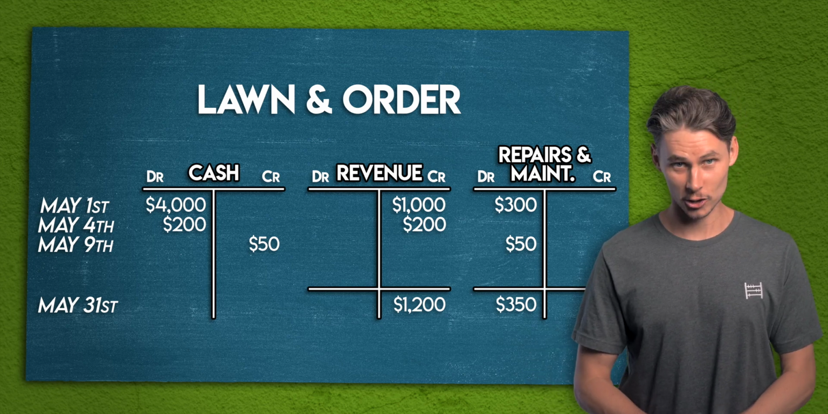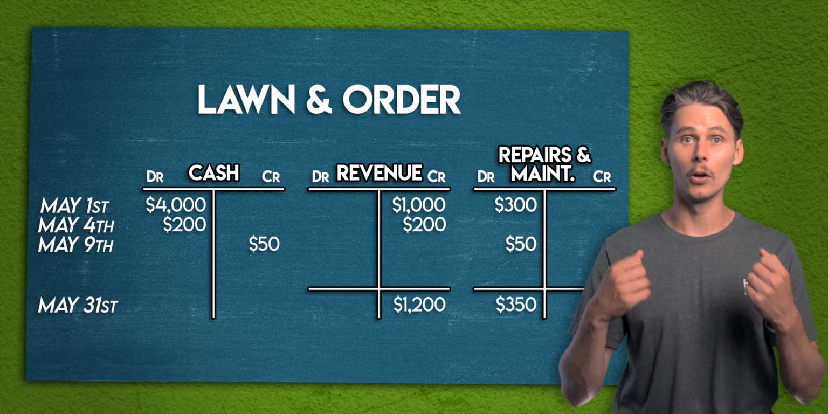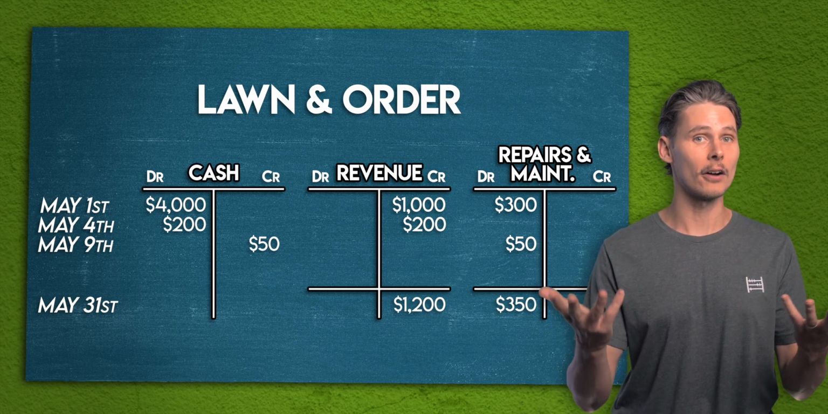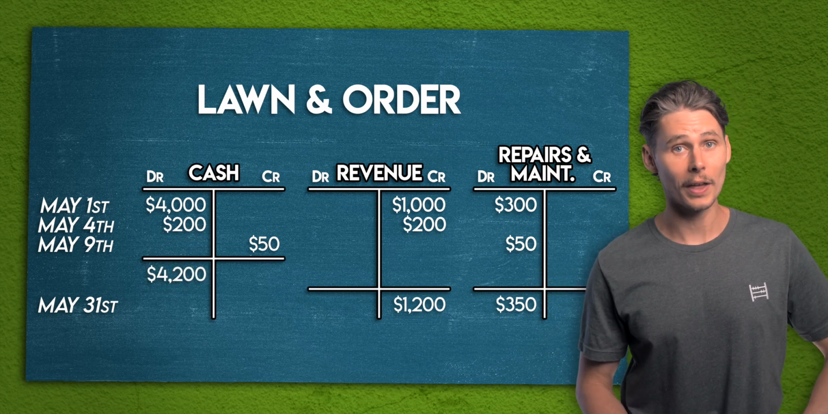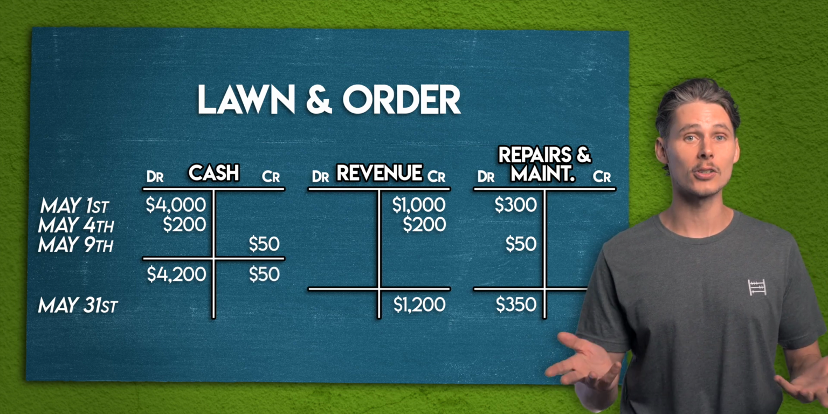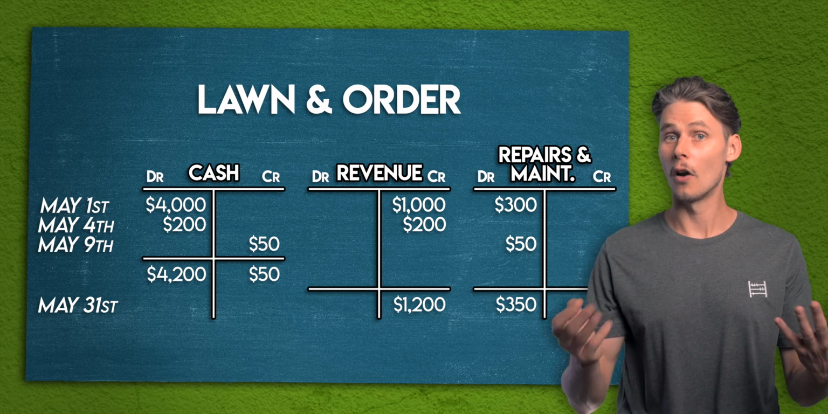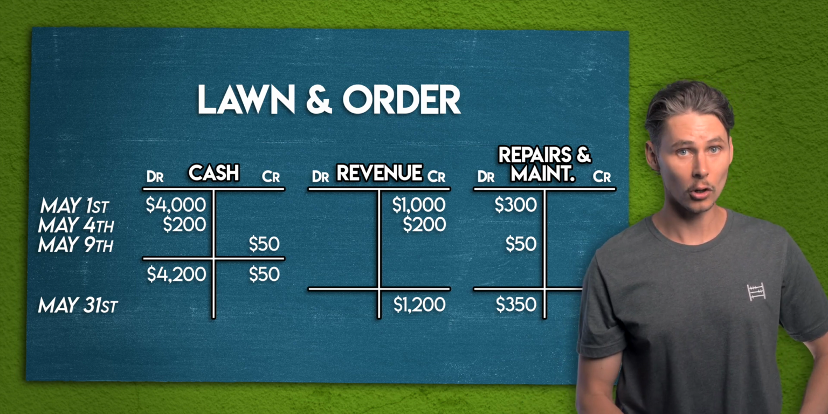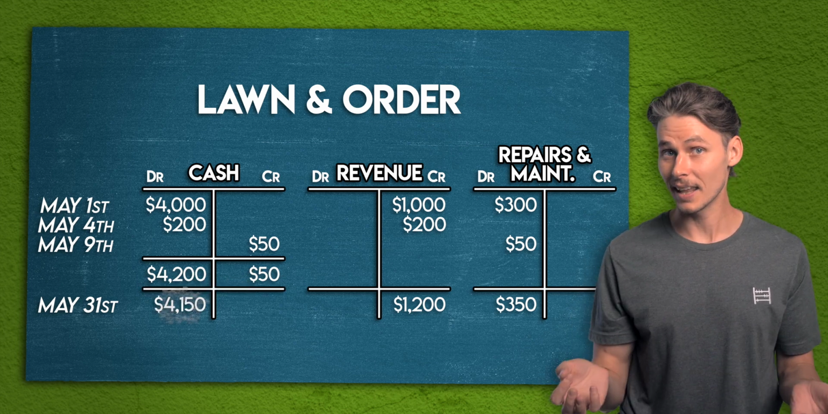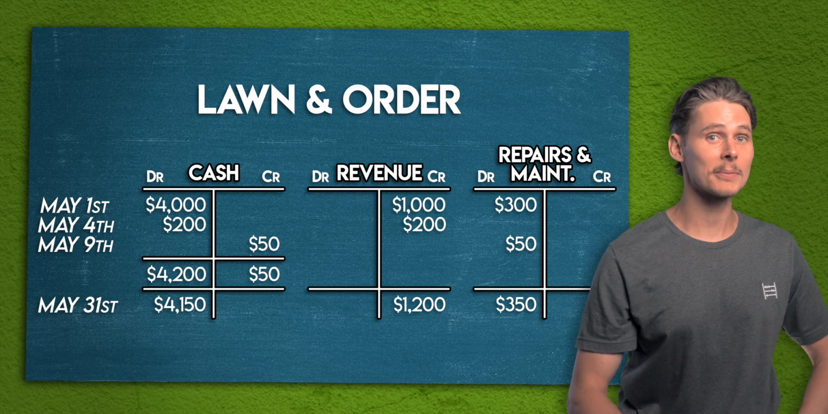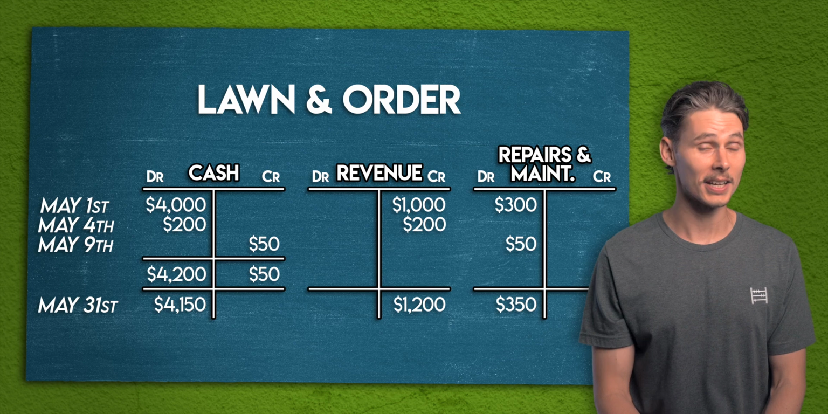Finally, let's do cash. Cash had an opening balance of $4,000, a cash inflow of $200, and a cash outflow of $50. This leaves us with total debits on the left of $4,200 and total credits on the right of $50. To get the closing balance, we take the difference of $4,150 and place it on the side with the highest number, which in this case is the left or the debit side, as expected since cash is a type of asset, which means it's a normal debit account.